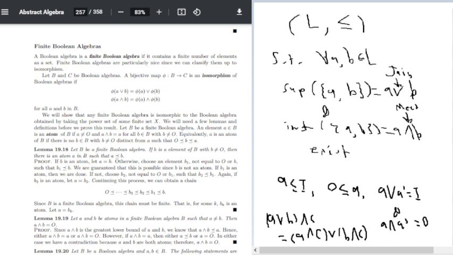Let B be a finite Boolean algebra. An element A in B is an atom of B if A is not equal to 0, and A meet B is equal to A for all B in B with B not equal to 0. Equivalently, A is an atom of B if there is no B in B with B not equal to 0, distinct from A, such that 0 is less than or equal to B is less than or equal to A.